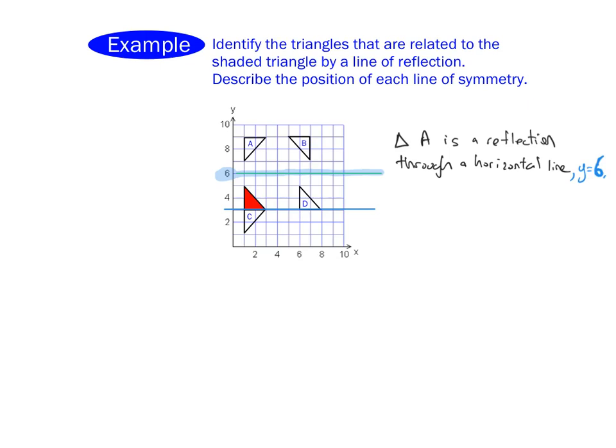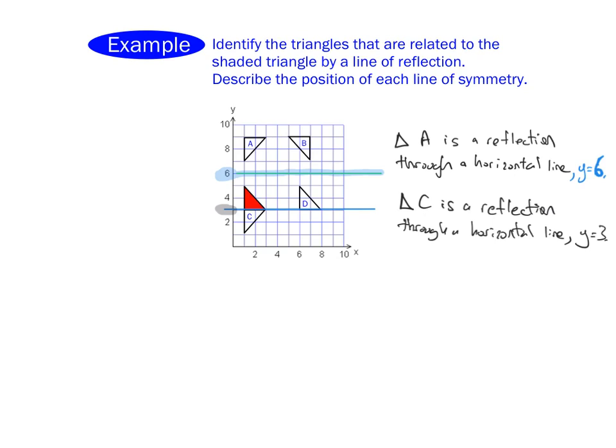We can say that triangle C is a reflection through a horizontal line again. It's not at y equals 6 this time. This is between 2 and 4. So of course, between 2 and 4, you have 3. So it's y equals 3. So triangle C is a reflection through the horizontal line y equals 3. Okay?